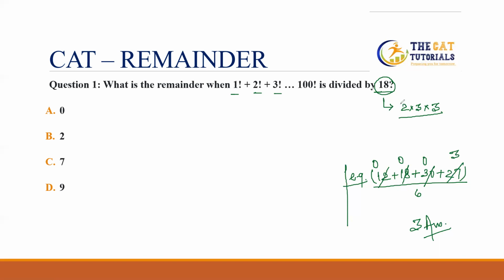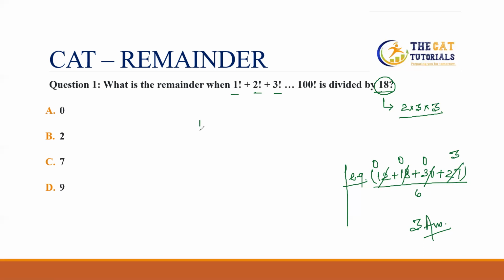So if 18 will occur in that particular factorial, then from that factorial onward, all factorials will give you 0 remainders. So before that factorial, we will add all the factorials and we can get the answer of the question. So see, how can you get the 18 factorial?